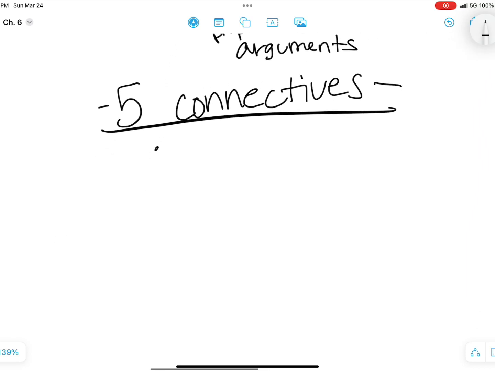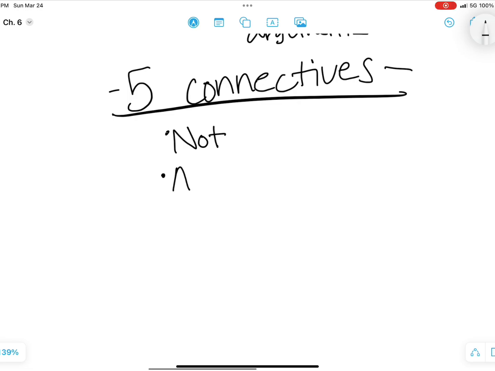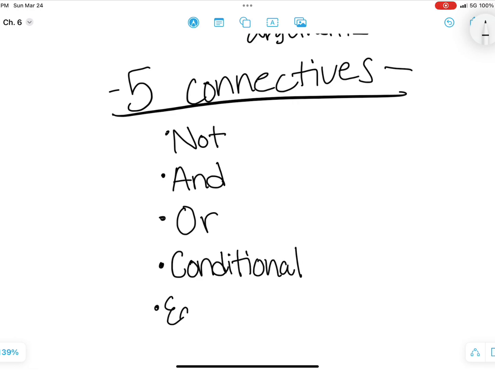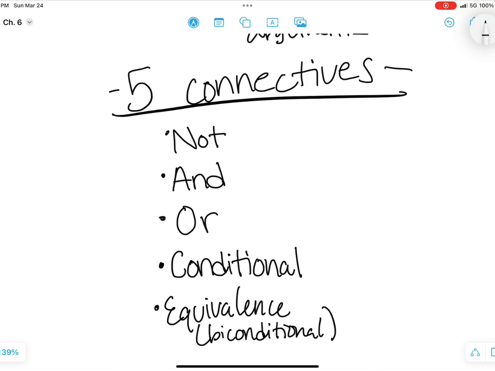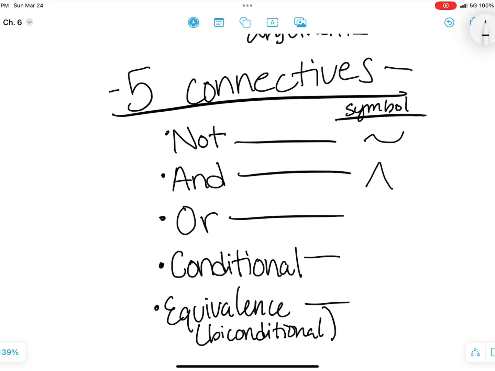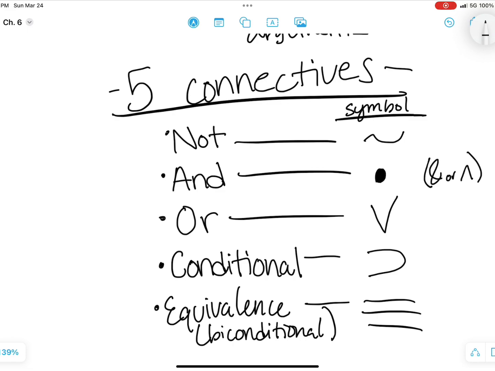So there are 5 basic connectives that we can use to symbolize any sentence. The connectives are not, and, or, the conditional, or if then, and the biconditional or equivalence, or if and only if. Each of these connectives has a symbol given in our textbook. The symbol for and is a dot. The symbol for or is a wedge. The symbol for a conditional is a sideways horseshoe. The equivalence symbol is this triple bar here, 3 lines, like a special equal sign.